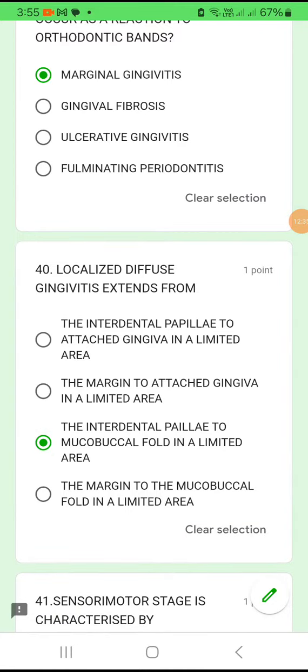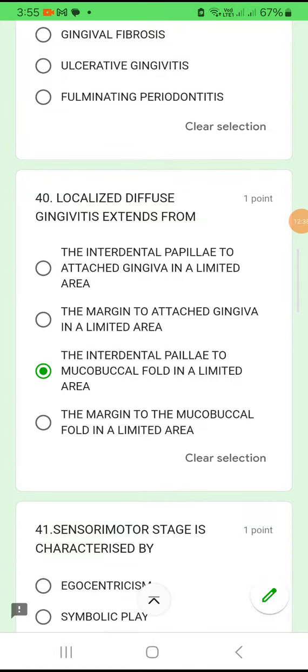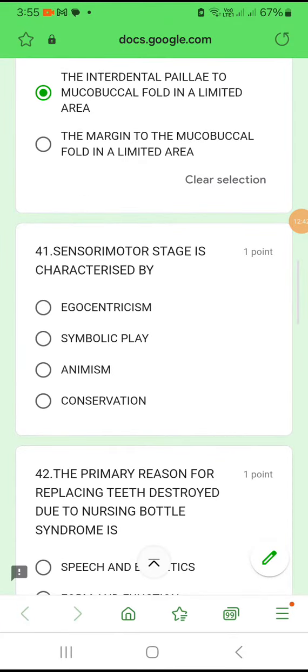Okay, not to the attached gingiva, to the mucobuccal fold. That too in a limited area. So that is why it is localized. So option C. Question number 41.